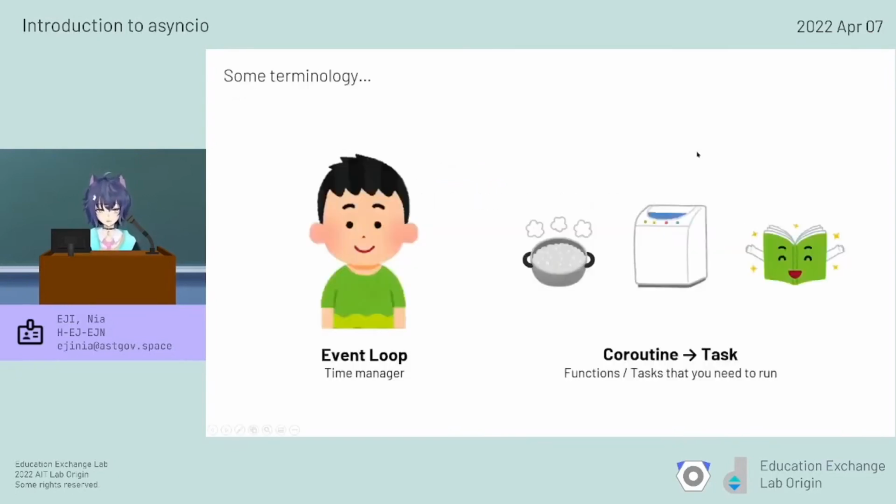Let's go for some terminology. First is the event loop. Basically, it's the time manager itself. And for each of the function or tasks that you need to run, they will not be regular functions anymore. They will be packaged as a task object.